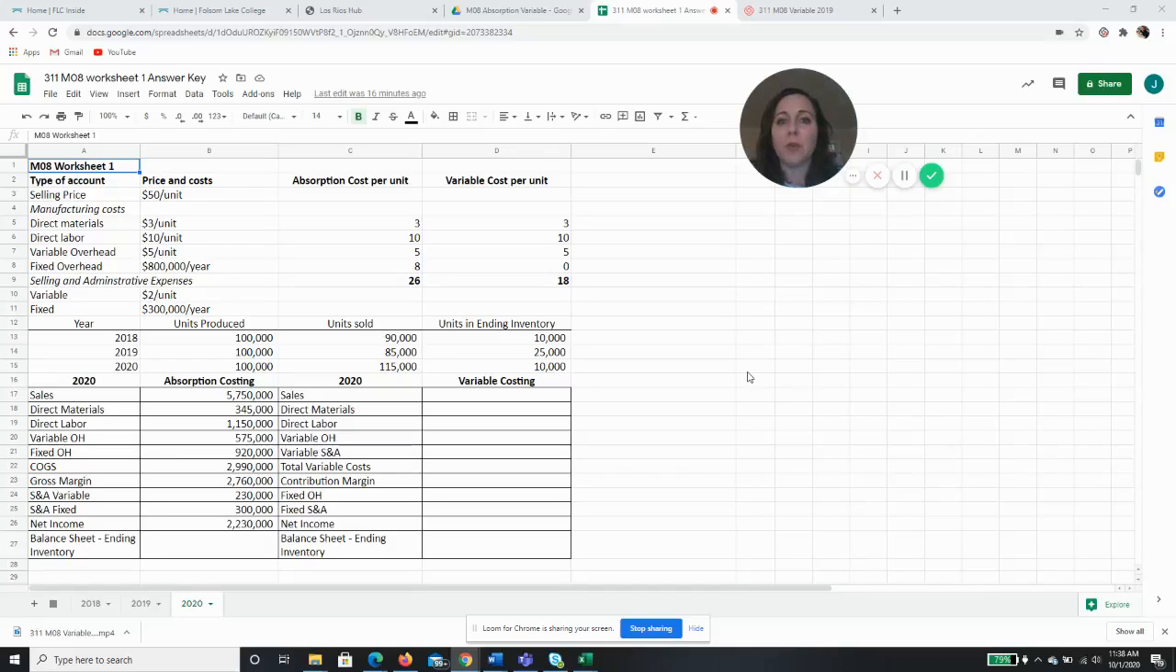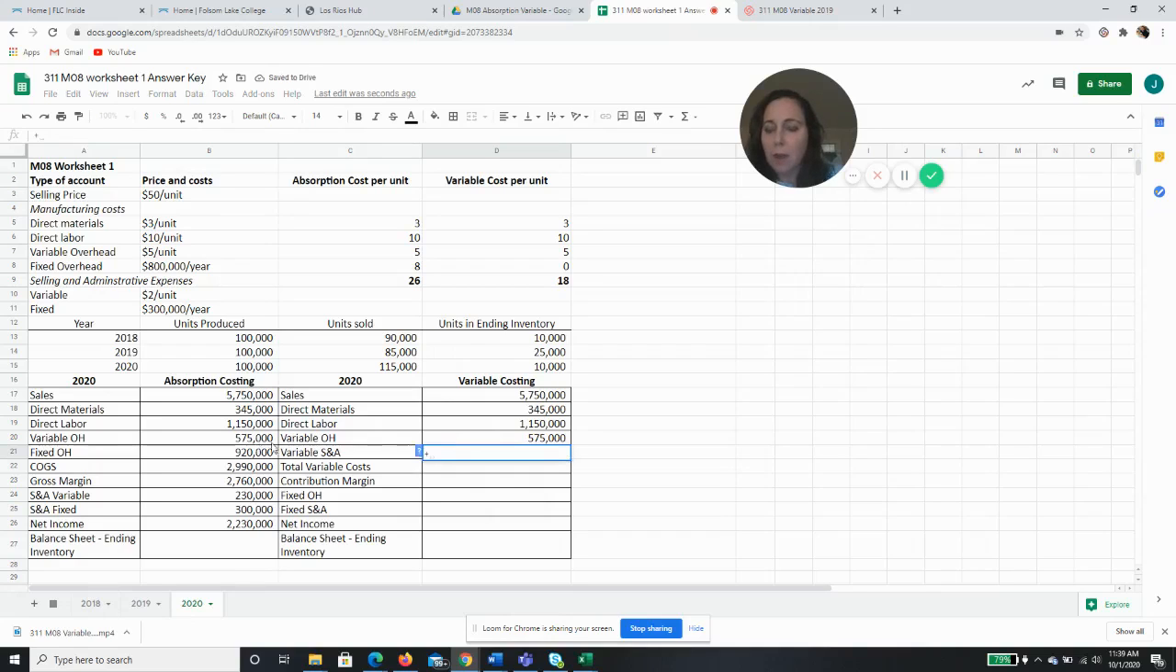Okay, now we are in 2020 and we are doing our variable income statement. So our sales is the amount of units we sold, which in this case is 115, times our sales price of $50 a unit. Our direct materials is the number of units we sold, 115, times our variable cost per unit of $3. Again, that's going to be exactly the same for direct labor as it was for absorption and variable overhead as it was for absorption.